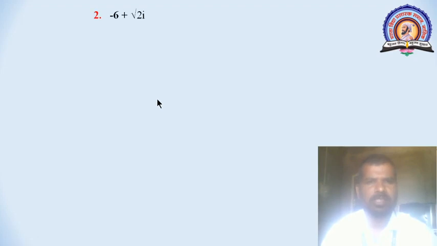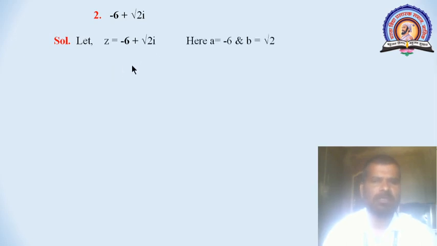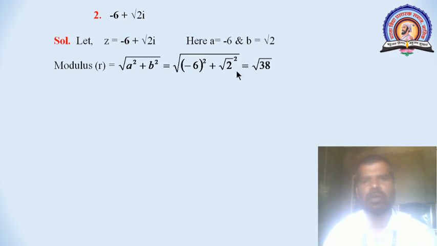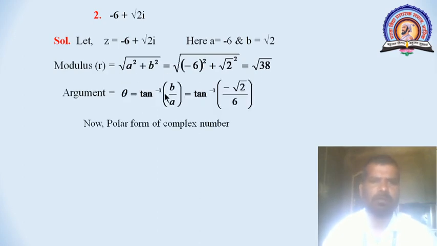Now the next example is minus 6 plus root 2 i. So z equals minus 6 plus root 2 i, comparing with a plus ib. So you'll get a equals minus 6 and b equals root 2. So you'll get r equals under root of a square plus b square. Put the value of a as minus 6, b as root 2, you'll get root 38. So r is root 38. And theta equals tan inverse of b by a, which is tan inverse of minus root 2 by 6.